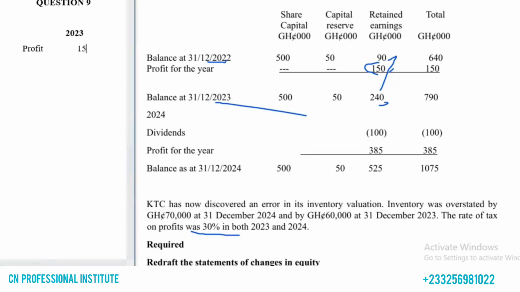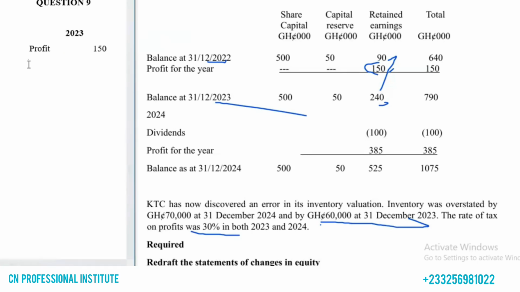Okay, so we have 150,000 as profit for 2023, before the correction of the error. Then we were told that they have overestimated inventory by 60,000 in 2023. They've overestimated inventory by 60,000.